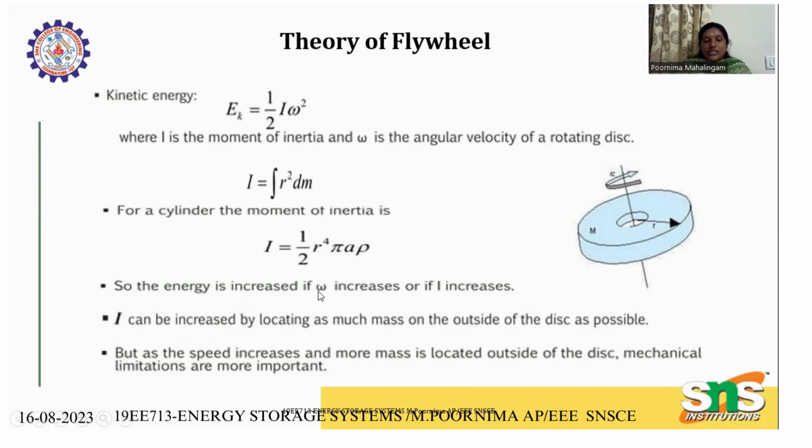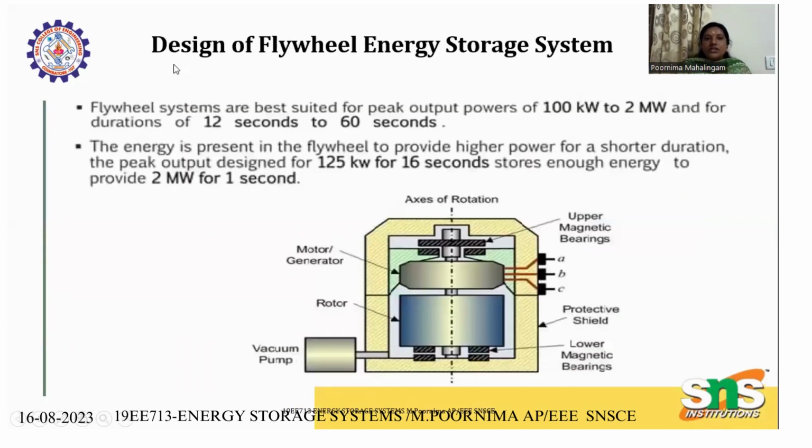So the energy is increased by increasing the angular speed omega, or by increasing the moment of inertia. I can be increased by locating more mass toward the outside of the disk where possible. But as the speed increases and more mass is located outside of the disk, the mechanical limitation also becomes important. Now we can see the design of the flywheel energy storage system.